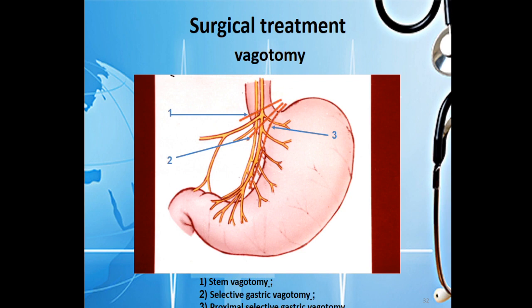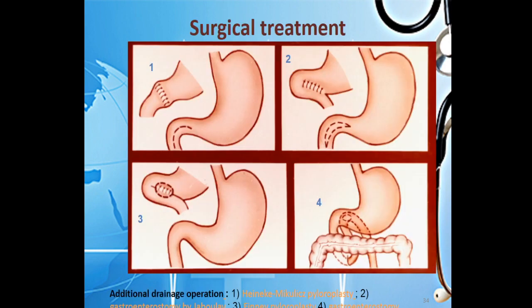If we talk about uncomplicated duodenal ulcer, if we talk about the best operation in this situation, we can say the isolated proximal selective gastric vagotomy is the best operation if we compare these types of vagotomy. Now, as any other operation, it has indications and contraindications. Vagotomy.